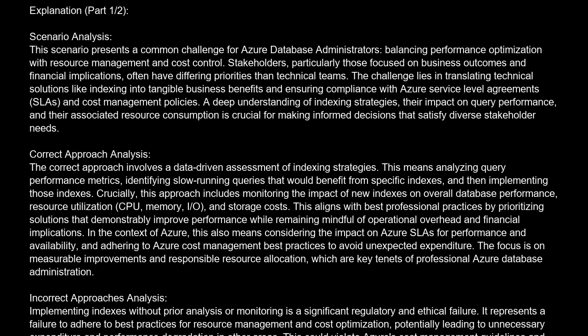The correct answer is B. Proactively create a comprehensive set of indexes on all frequently queried columns across all tables to ensure maximum query speed.